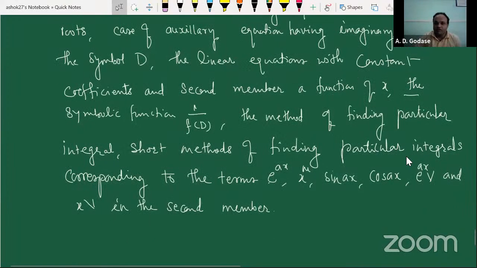The symbolic function 1 upon f of D, actually it is integral. The symbolic function, operator 1 upon f of D. So it is the inverse differential operator. So it will be an integral operator.